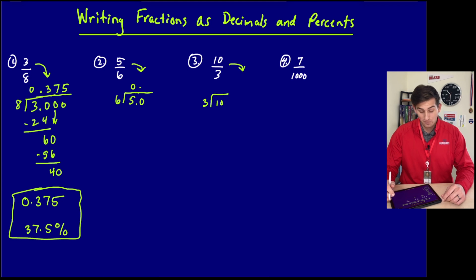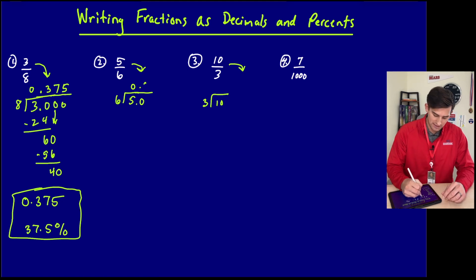6 times 8 would be 48. Okay, so let's put an 8 right there. So 48. Okay, so now we need to add a 0. 6 will go into 20 3 times, and that's 18.